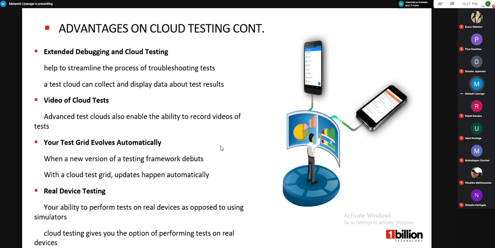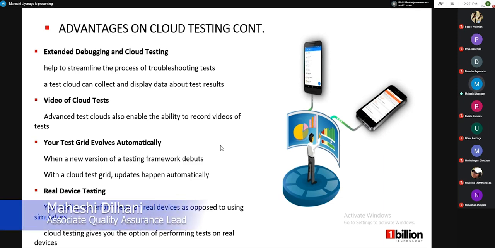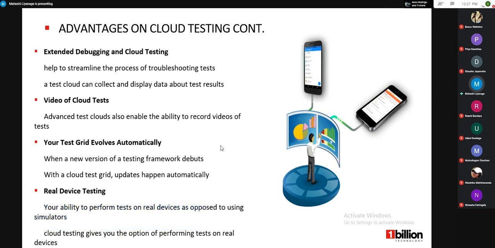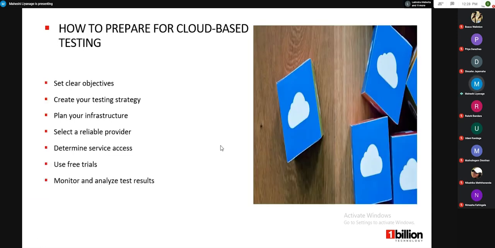Then we have real device testing. You can perform tests on real devices, and because most organizations can't afford to purchase and manage hundreds of devices, cloud testing gives us the option of performing tests on real devices, and they also give access to simulators. And then we have the next topic: how to prepare for cloud-based testing.